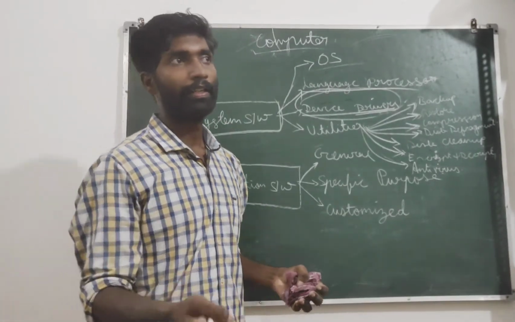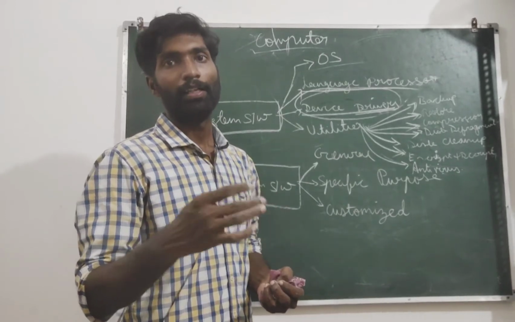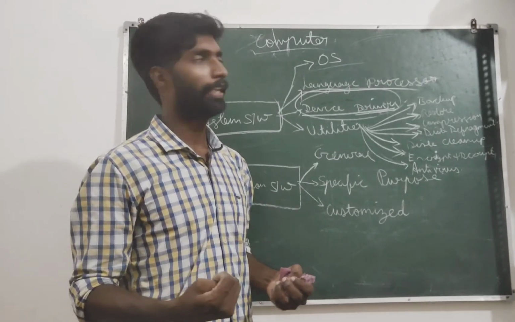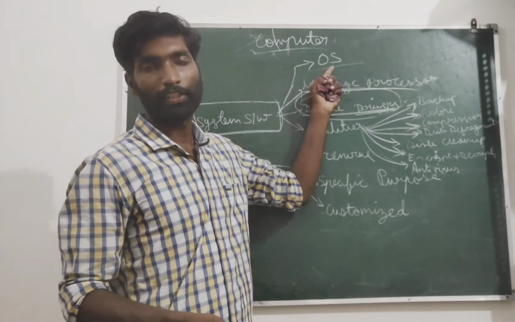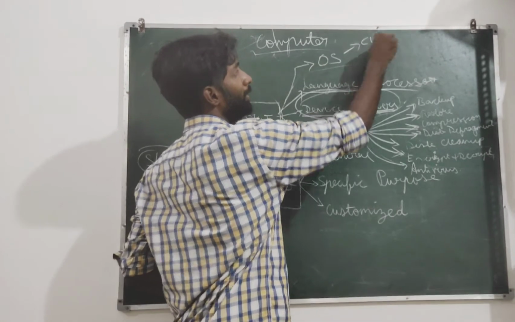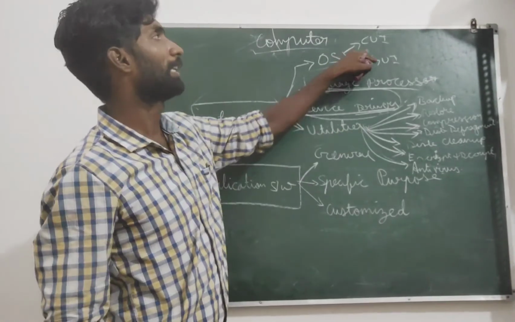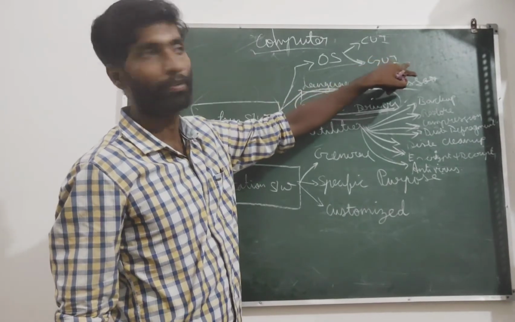In our book, they have given the example of a principal. The principal is the head; he is controlling everything. And the operating system is divided into two types: one is CUI and the other is GUI, which are nothing but character user interface and graphical user interface.